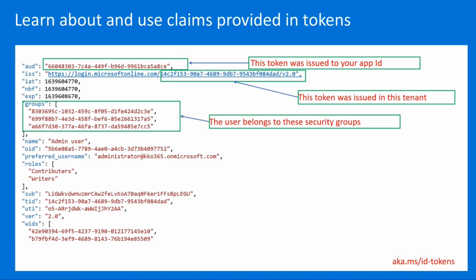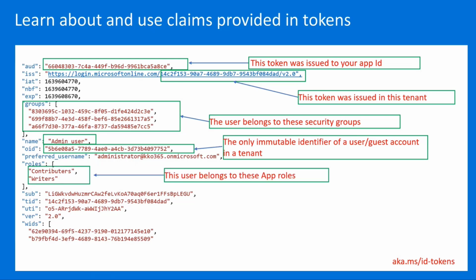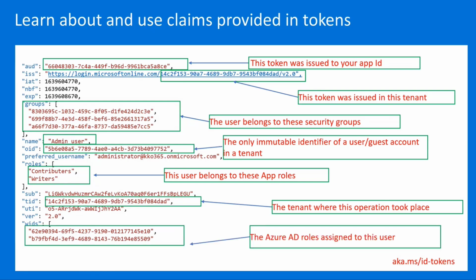And if the user belongs to some security groups, they will also appear in the groups claim. The user's name will appear. The object ID is an immutable identifier, which identifies that particular user across all tenants. If the user has any roles, they will appear there. The user's tenant will appear here. And if you have any Azure AD roles assigned, these are different from Azure app roles, and they will also appear in the ID token. And you can also customize many more claims to appear in the ID token so that you can modify your application to make use of these.